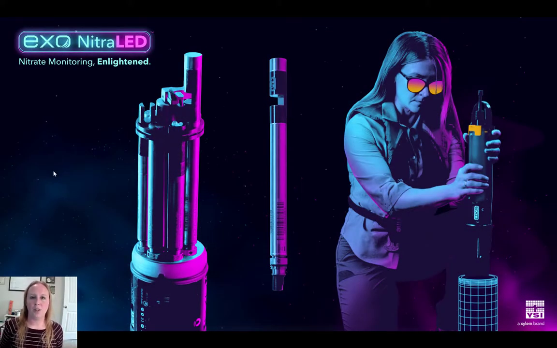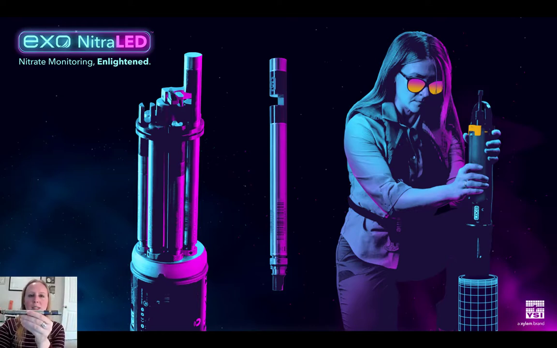The EXO NitraLED sensor was not designed to be a standalone sensor, but was designed to be a part of the EXO multi-parameter sonde and suite of sensors. The NitraLED sensor is the sensor in the middle of the slide here, and as you can see on the left, we can see the NitraLED sensor as part of a suite of sensors on the EXO sonde. So this suite could include other parameters like temperature, conductivity, turbidity, phycocyanin, chlorophyll, FDOM, and we also offer a lot more. On the right, we can see one of our colleagues deploying the EXO sonde in a protective tube for data collection.